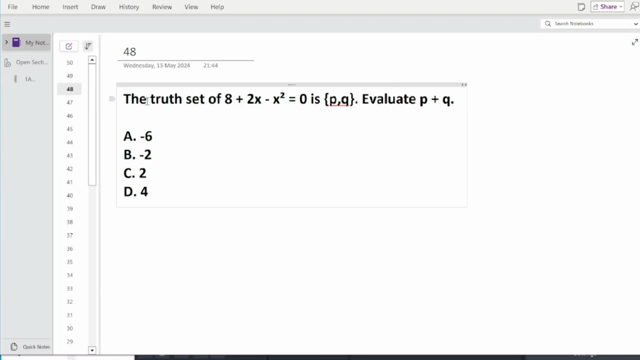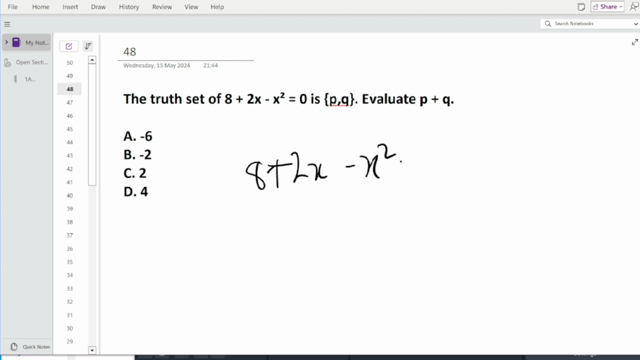Question 48. The truth set of 8 plus 2x minus x squared equals 0 is {p, q}. Evaluate p plus q. When they say the truth set, it means find the value of x. This form is a quadratic equation, where you have the x squared to show it is a quadratic equation. So we have 8 plus 2x minus x squared equals 0.